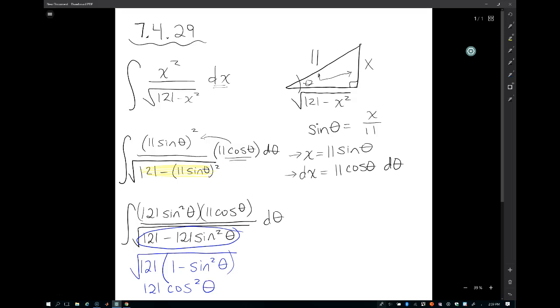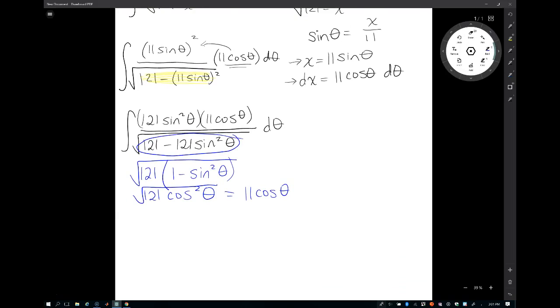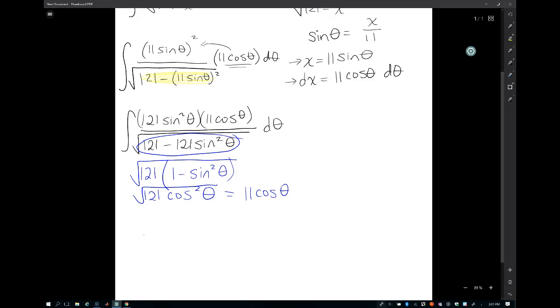So this is the stuff that we have under our square root. Now, written as 121 cosine squared theta, because there's no addition or subtraction, we're allowed to just take the square root of both of those pieces and get 11 cosine theta in the denominator. So I'm going to go back to my integral now and replace my denominator. Our numerator is still the same. We haven't done anything with that yet. And after simplifying, our denominator is simplified all the way down to 11 cosine theta.